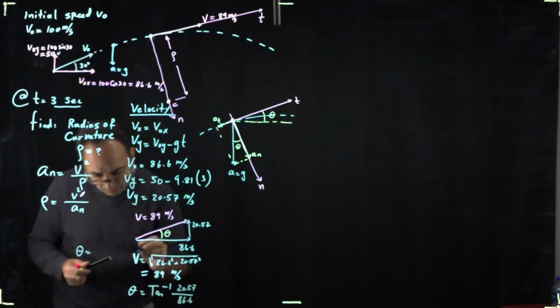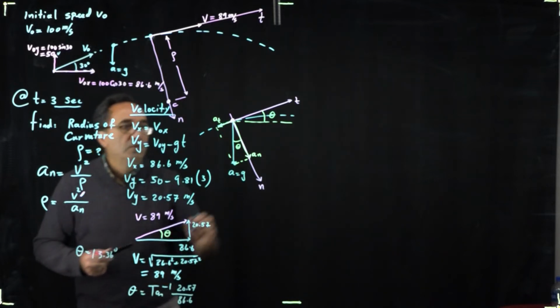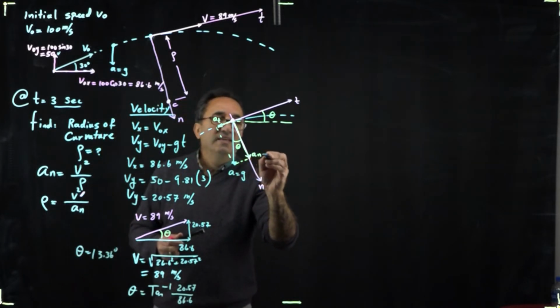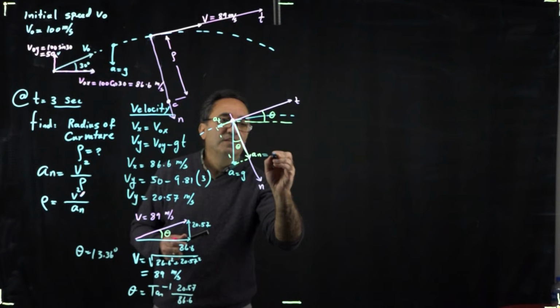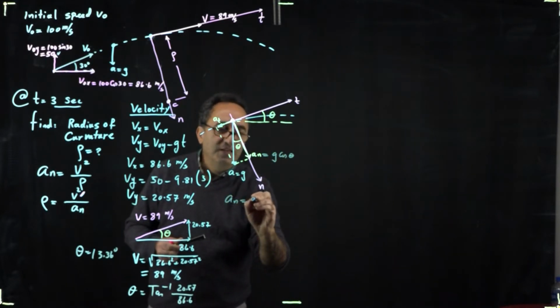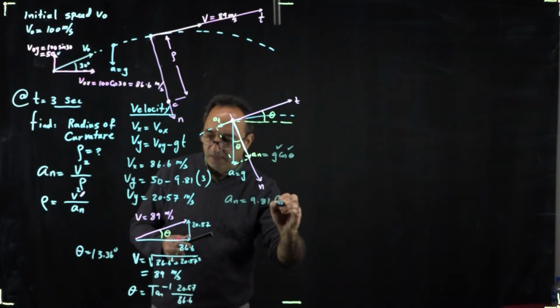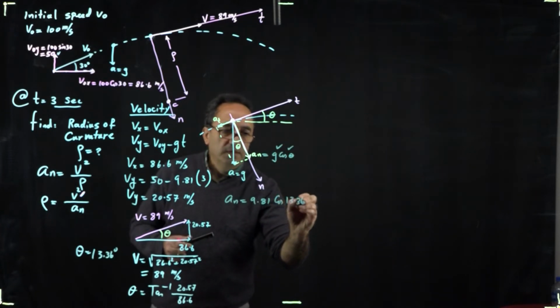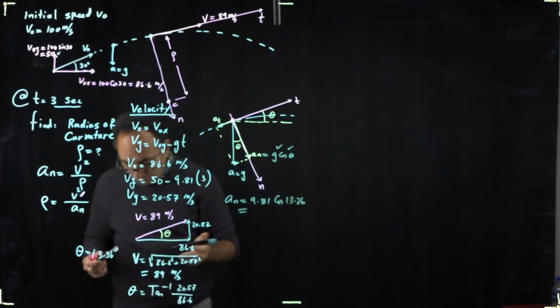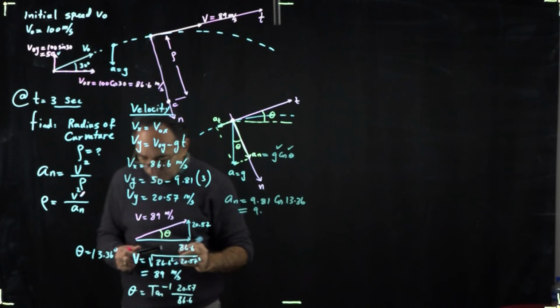Theta becomes about 13.36 degrees. So now look, guys, this a_n becomes g times cosine of theta. So go ahead, 9.81 g times the cosine of the angle that I just calculated for you. And that a_n happens to be very close actually to gravity because of the angle being so small.